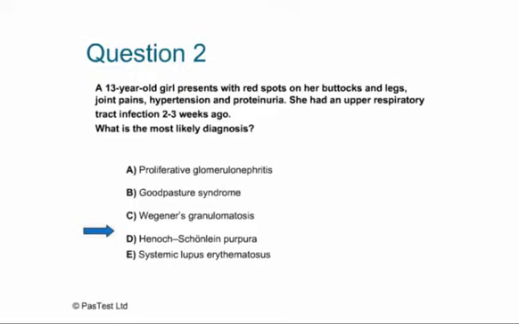And I guess coming a close second would be SLE, but again it's the distribution of her spots that would put you off lupus and put you onto the track of HSP. So let's talk a little bit about HSP.